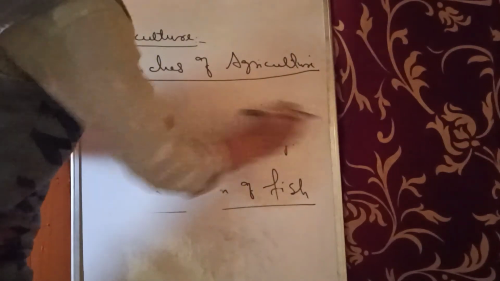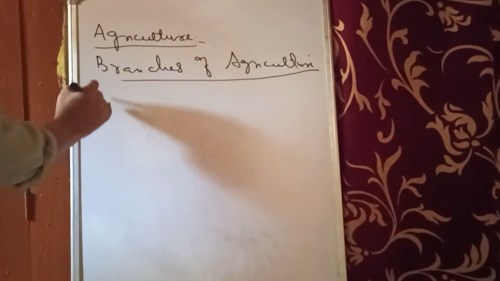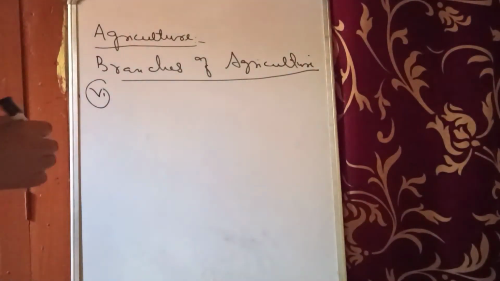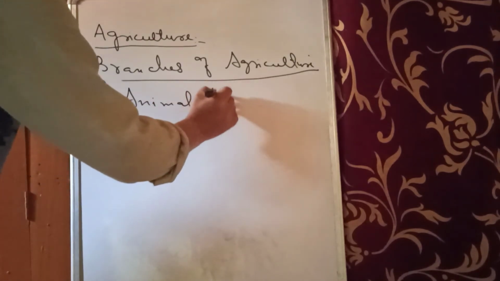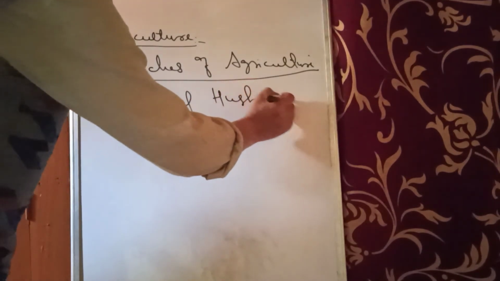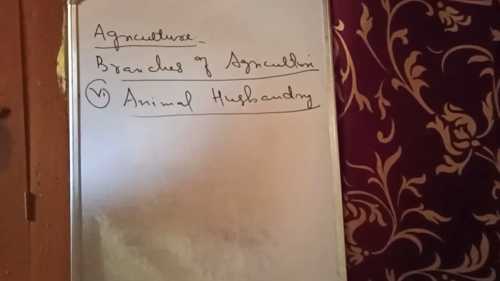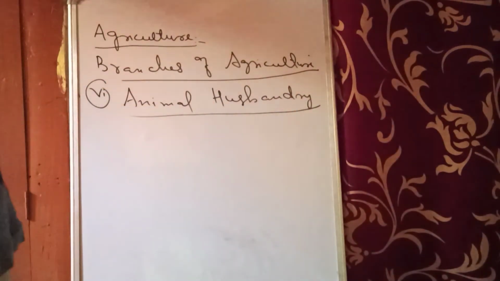Different cultures, we cultivate different things. The aim is to get economy, to get food. And also we have another culture, the sixth culture. It is a very important science, that is animal husbandry. In this branch of agriculture, as I have written in the definition, agriculture has a relation with plants and animals.